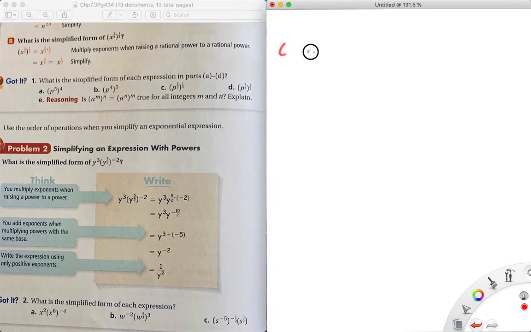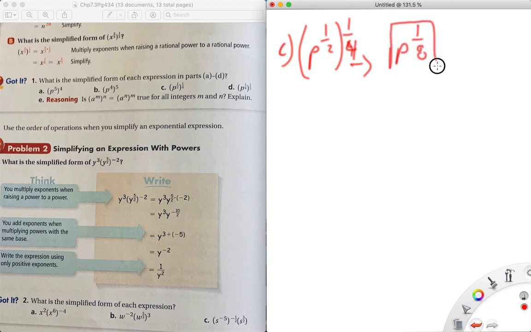They give me p to the 1/2 raised to the 1/4 power. That's going to be p to the 1/2 times the 1/4, which is p to the 1/8. Again, we're just multiplying the fractions in this case. For D, we have p to the 1/4. Oh, notice what they do here. Raised to the 1/2 power.